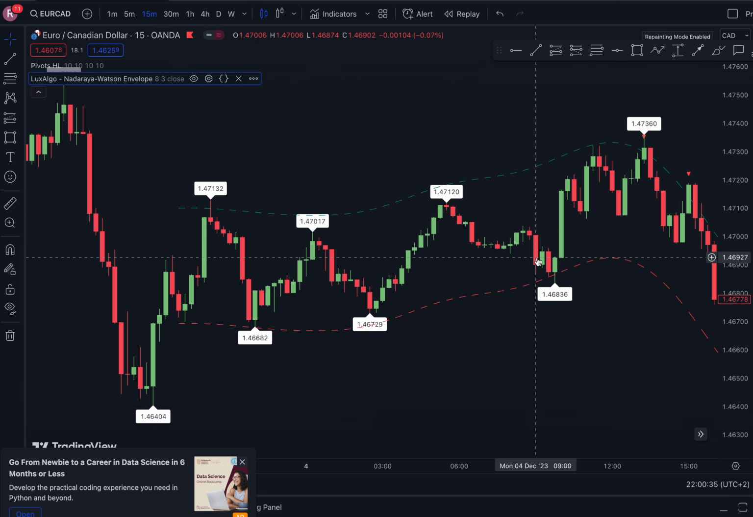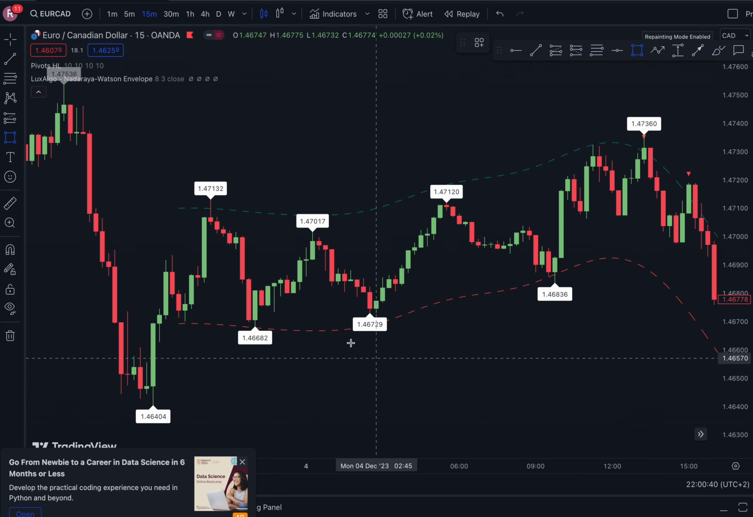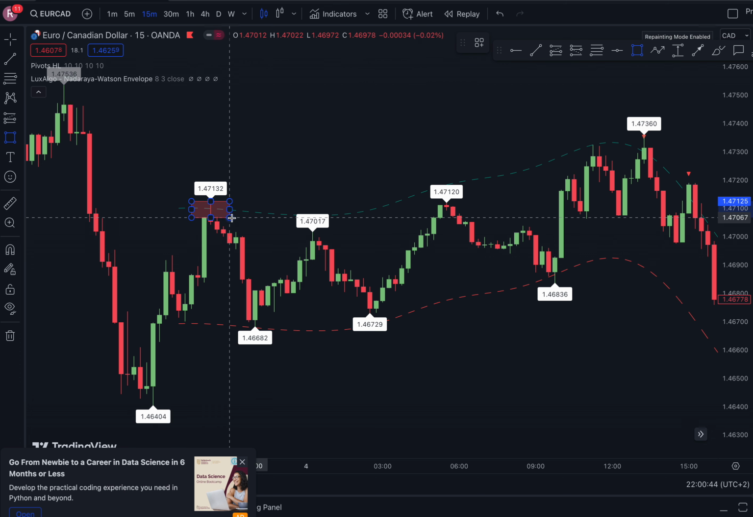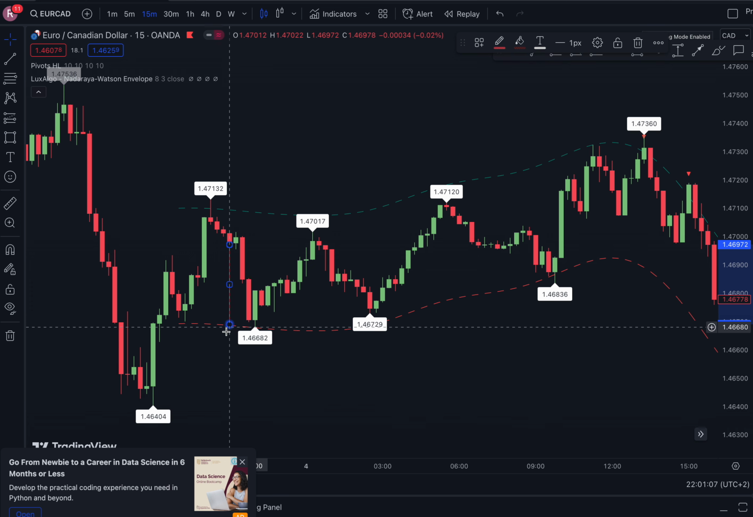Cool. Now, this requires just two conditions, right? The condition that, first of all, price is touching your Lux, price is touching your Nadaraya-Watson, right? And you receive a sell signal from your pivot, which you can see right there. See that? Now we have the same thing here. Price touches our Nadaraya-Watson and we receive a buy right here.